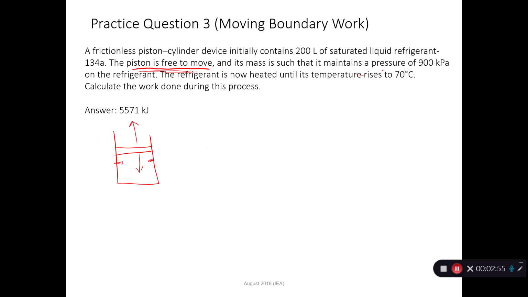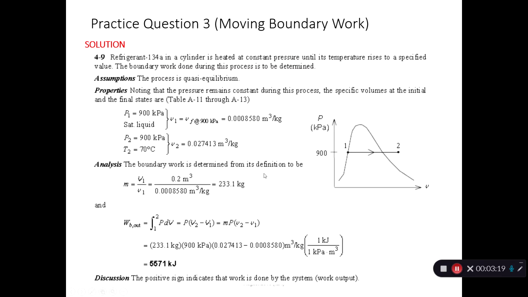The only difference here is that it's refrigerant. Okay, so you have a different set of tables to look at, and you are given initial volume in liters. You're not given mass, you're given volume, so you have to find the mass, I'm sure. So also give yourself a challenge. Okay, try to solve this. The solution is in the next slide, and of course if you have any problems you can ask in our class after this.